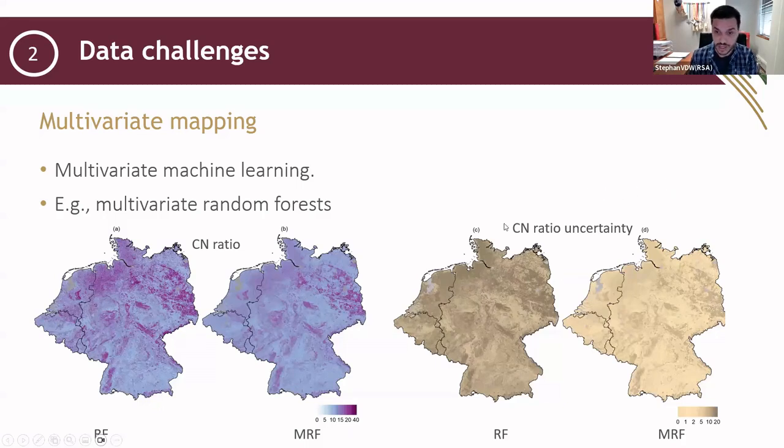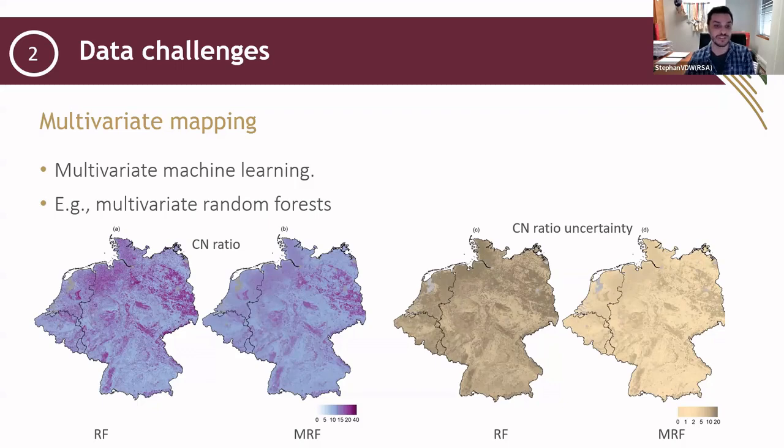So you have the uncertainty map for the RF. This is basically calculated from maps that were produced independently with independent random forest models, whereas the one on the right was done in a multivariate way. The lighter color just shows a lot less uncertainty for the map predictions. But yeah, multivariate mapping is also still very current.